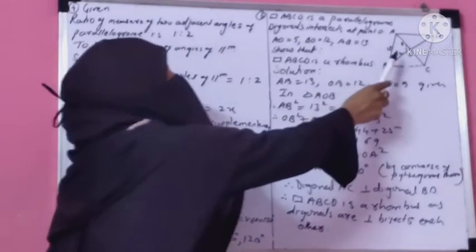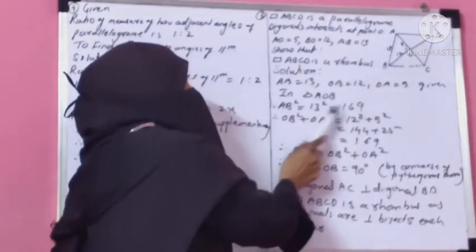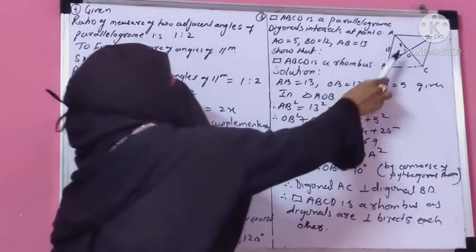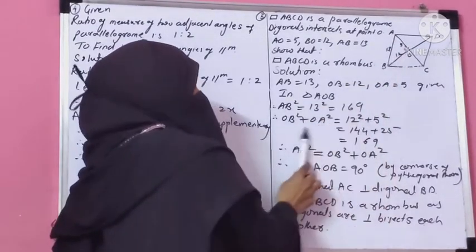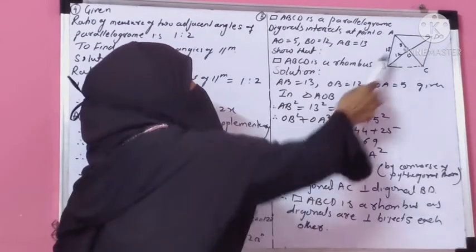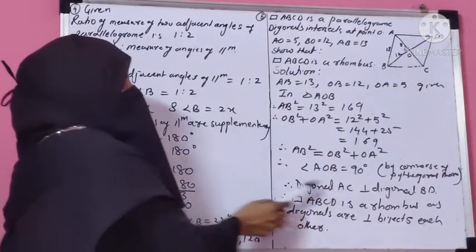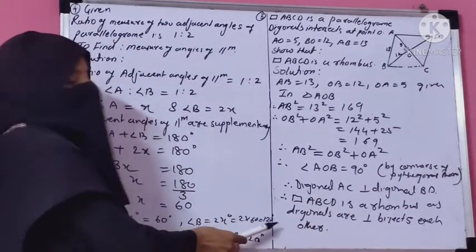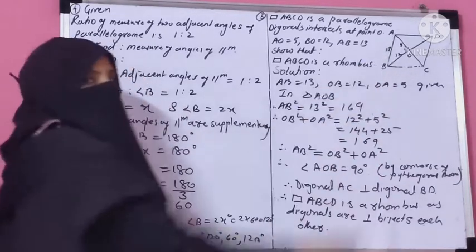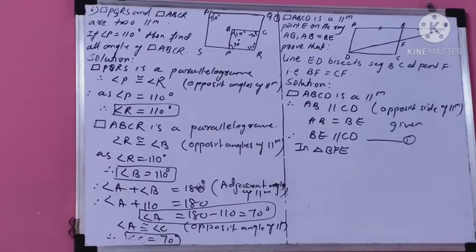So we focus on this triangle. In this triangle, the greater side is 13. So assume the greater side as hypotenuse and find the square. Now find the sum of squares of the remaining two sides. If these two are equal, then by the converse of Pythagoras theorem, the angle at O is 90 degrees. So that means diagonals are perpendicular to each other. So diagonals perpendicular bisect each other. So therefore, this quadrilateral is a rhombus. Got it? Next is question number 6.